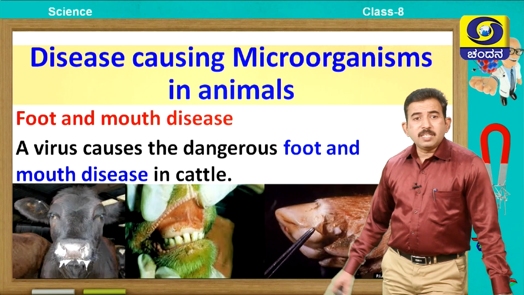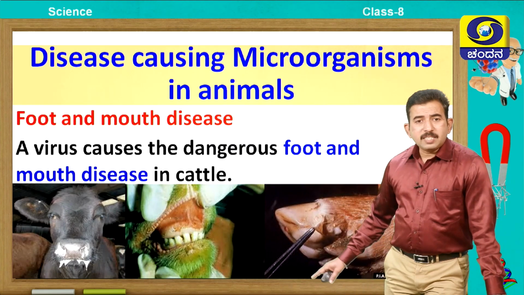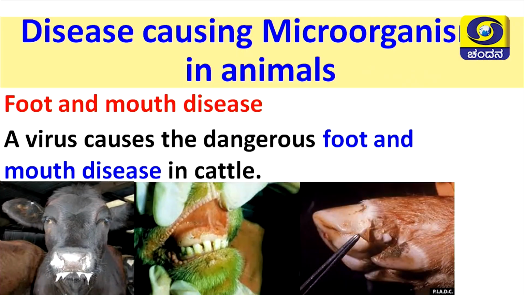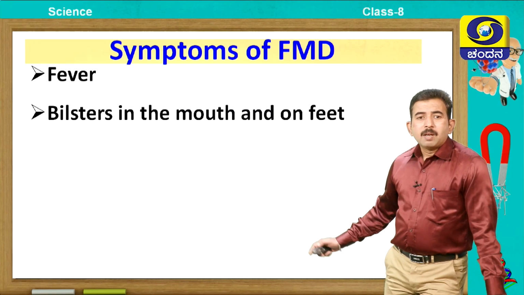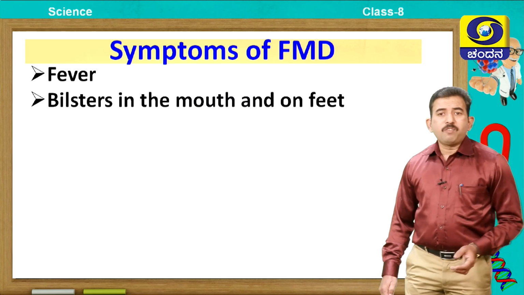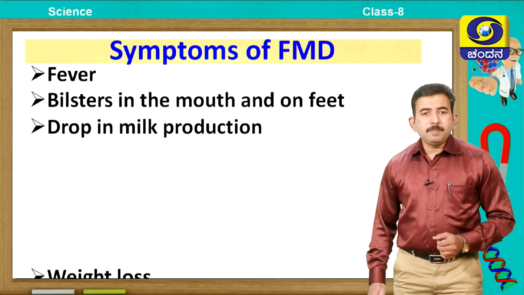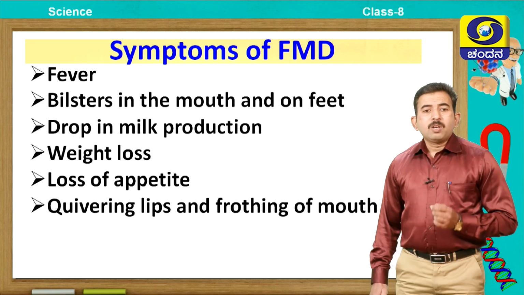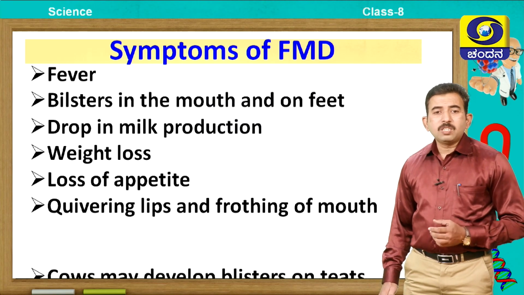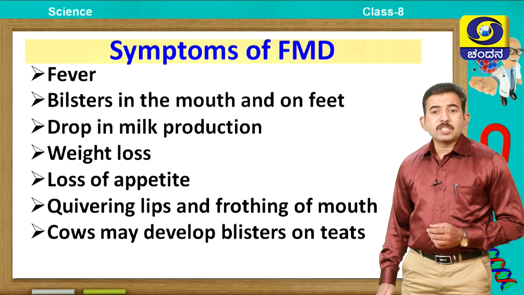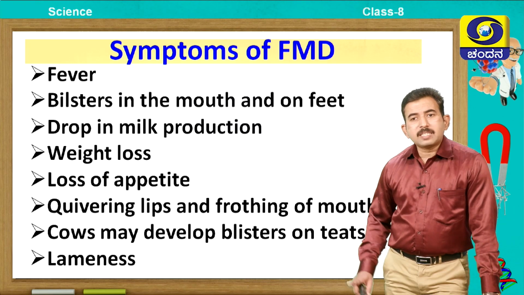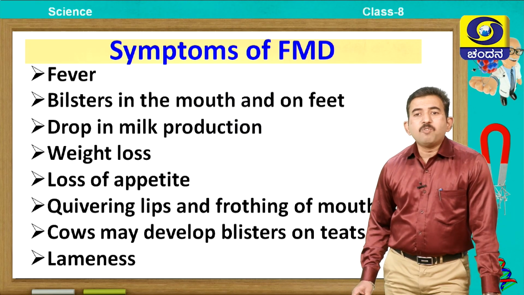One more disease is foot and mouth disease. It is a viral disease which infects cattle, even sheep and other ruminant animals. What are the main symptoms of this disease? Yes, fever, blisters in the mouth and even on the feet, drop in milk production, weight loss, loss of appetite, quivering lips, frothing of the mouth. Cows may develop blisters on teats, and lameness. Even though the majority of animals may recover from this disease, they become weak.